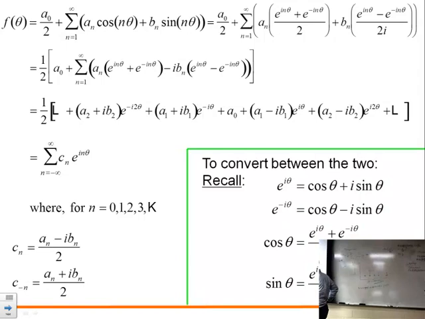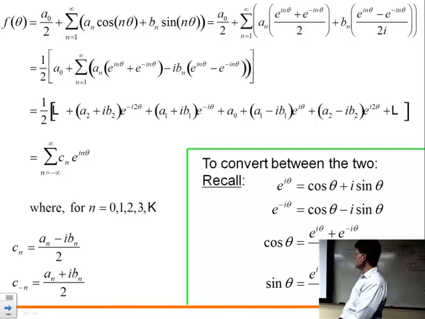The only difference is here. These are complex conjugates of each other. This is an minus i bn, and this is an plus i bn, all divided by 2. So that's how to get from the traditional to the modern.